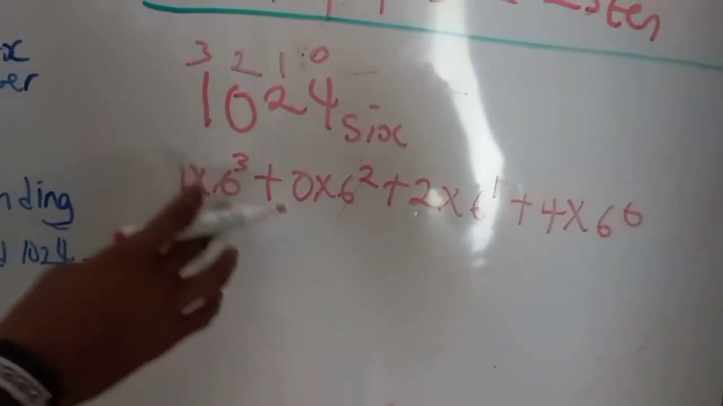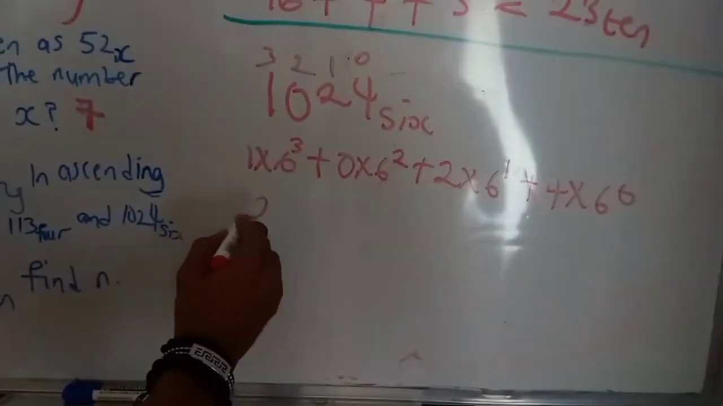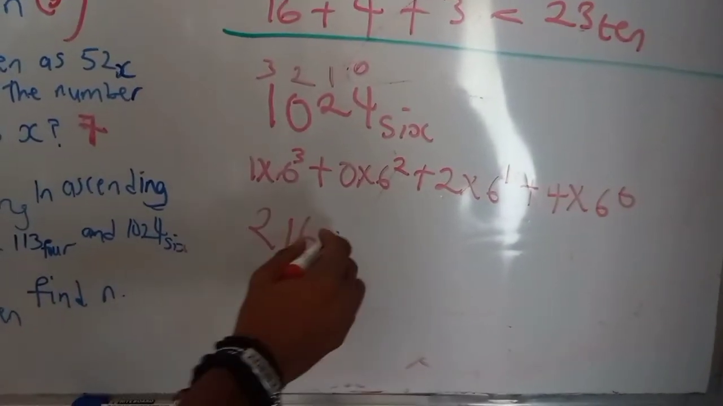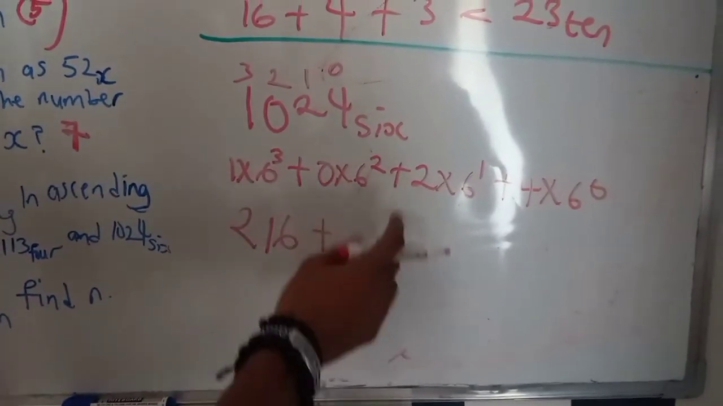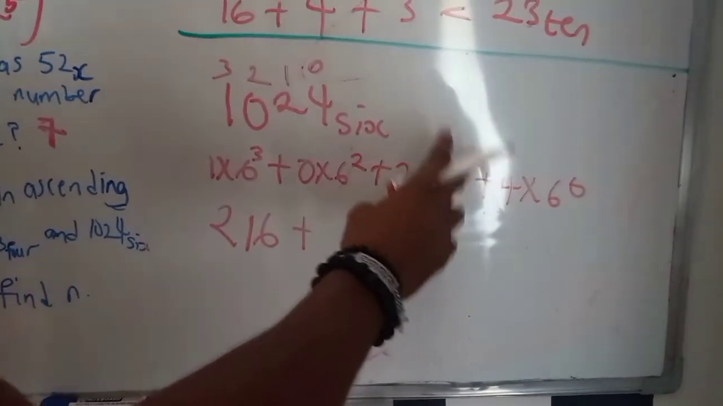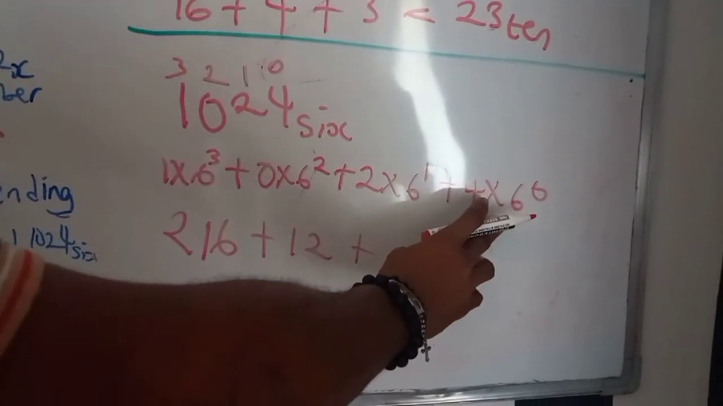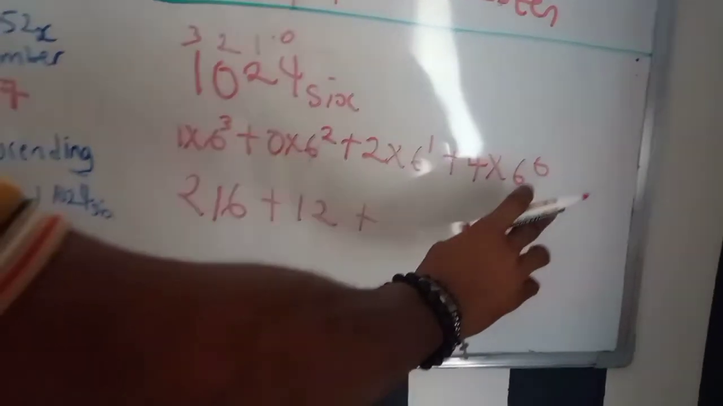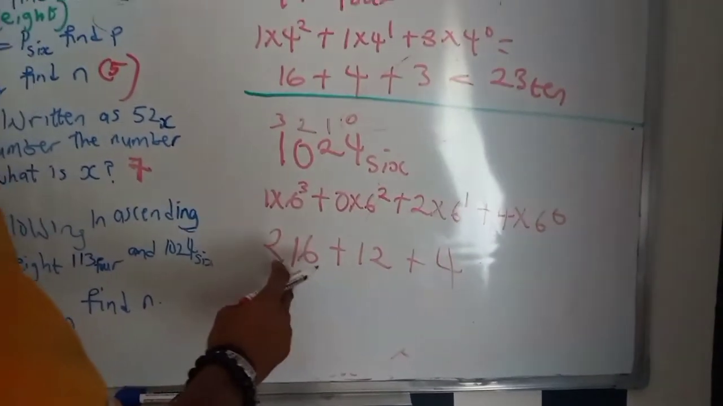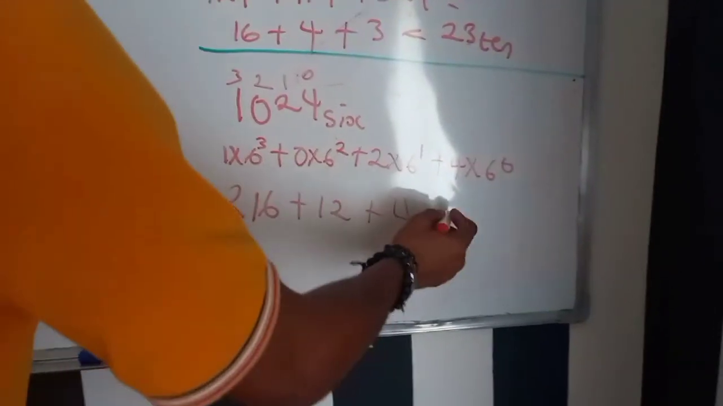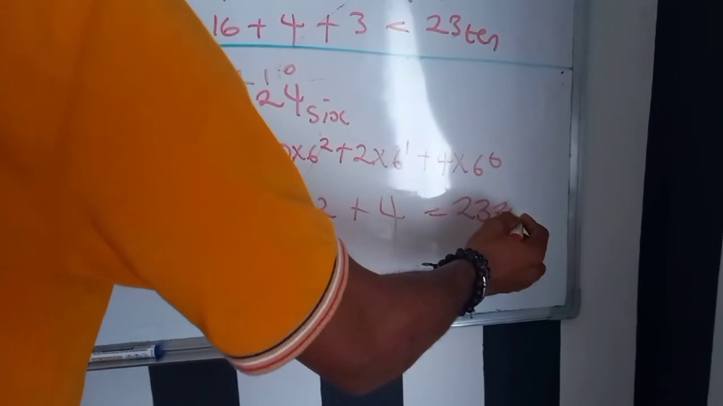6 to the power 3 means 6 times 6 times 6, which is 216, and 216 times 1 is 216. 6 to the power 2 is 36, and 36 times 0 is 0, so it's nothing. 6 to the power 1 is 6, and 6 times 2 is 12. 6 to the power 0 is 1, and 1 times 4 is 4. Then 216 plus 12 plus 4 is 232, base 10.